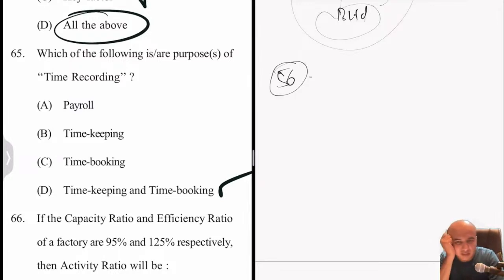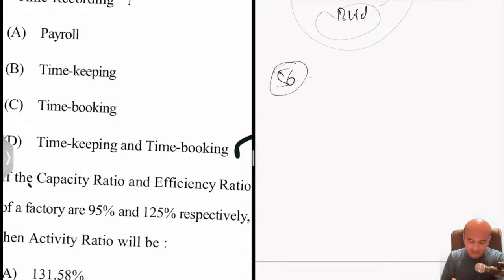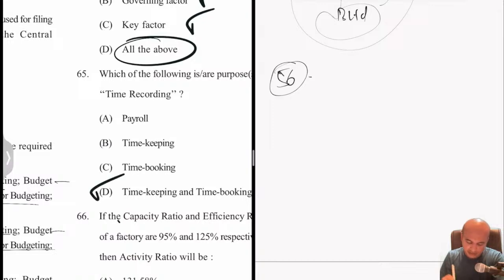Now, what is timekeeping? It is a process of recording the actual hours worked by employees. This information is then used to calculate the payroll, maybe track employee attendance and also monitor compliance with labor laws. And time booking is the process of allocating employee hours to specific projects or tasks. This information is generally used to track the project progress, calculate the project costs and bill the clients. So that is what it is. Therefore the right answer in this case would be option D.